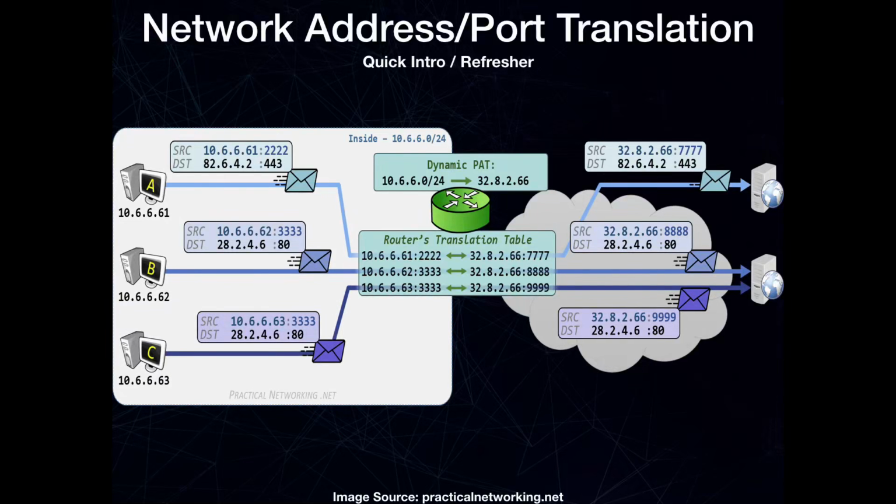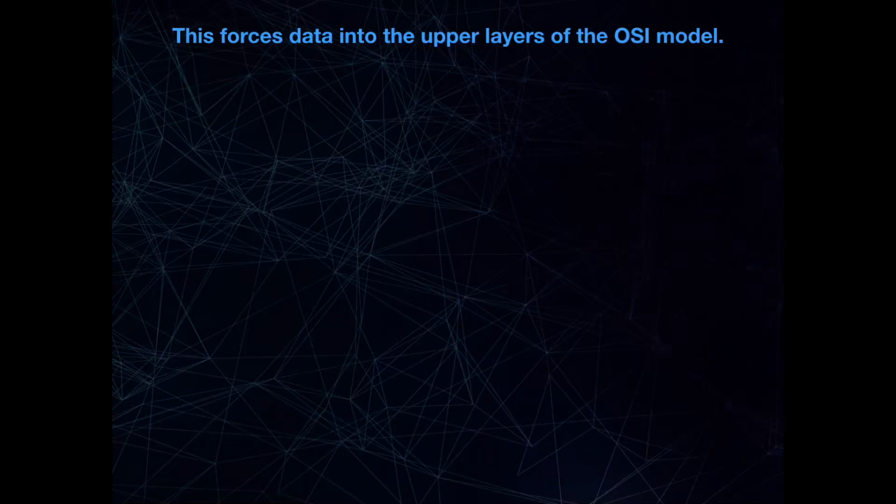Basically, what we can do is share a single IP among multiple systems behind it. If we can see A, B, and C on the left here, they're using private IP space. They're behind a router that has a single public address on it, and they're able to share that address. We can see here, for example, host A's source port is 2222, but when it goes through NAT, it's changed to 7777, illustrating the problem that we have if we encode data in those port fields. So that forces data into the upper layers of the OSI model.